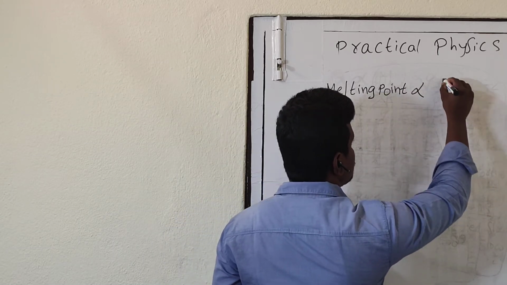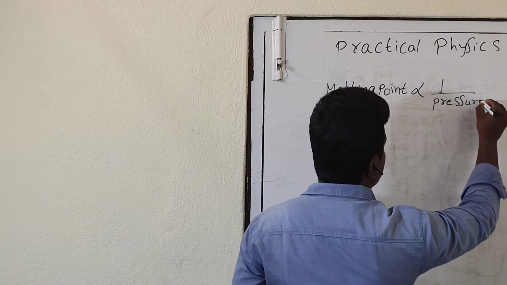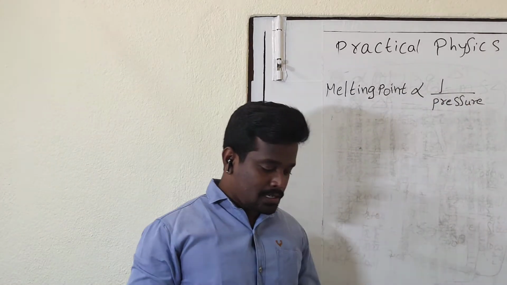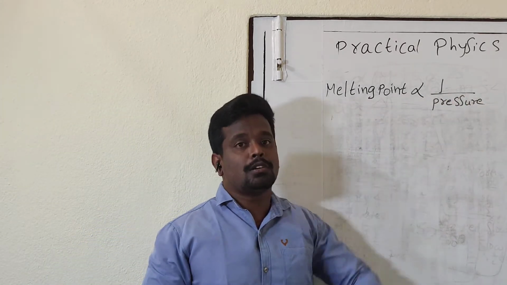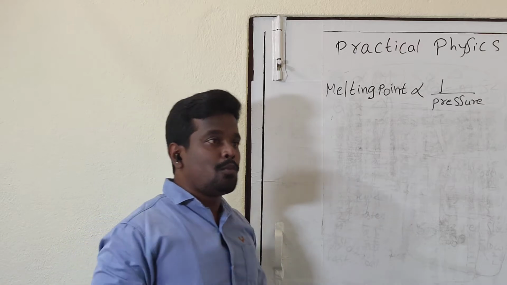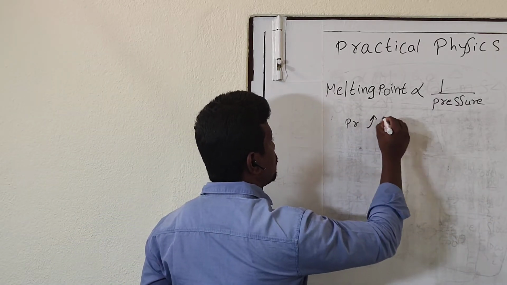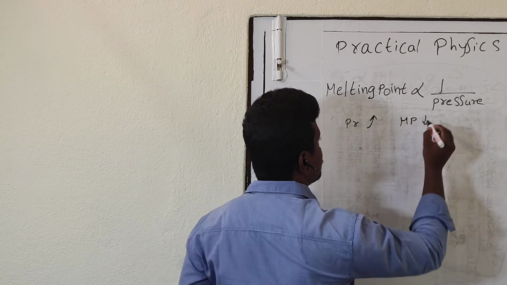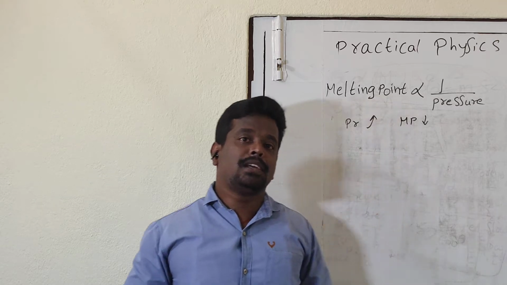For most metals, melting point is inversely proportional to pressure, which means if pressure increases, the melting point of the object decreases.